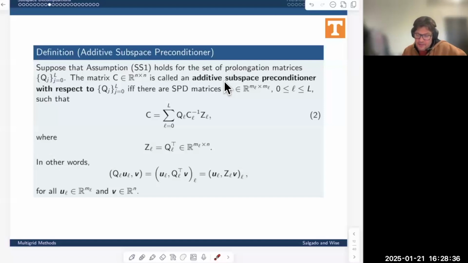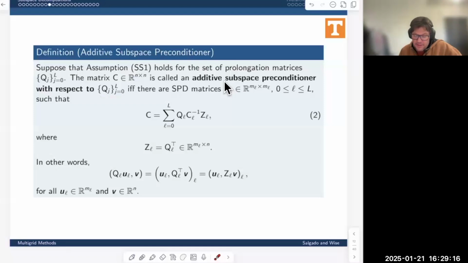Suppose that assumption SS1 holds for the prolongation matrices. The matrix C, which is a square matrix, is called an additive subspace preconditioner with respect to these prolongation matrices if and only if there are SPD matrices CL, each of which are square. They have to be square to be SPD. And notice they vary in size. So starting with L equals 0, they get larger and larger as I go to L equals capital L. I'm going to assemble them together using the Q matrices to form a big matrix.